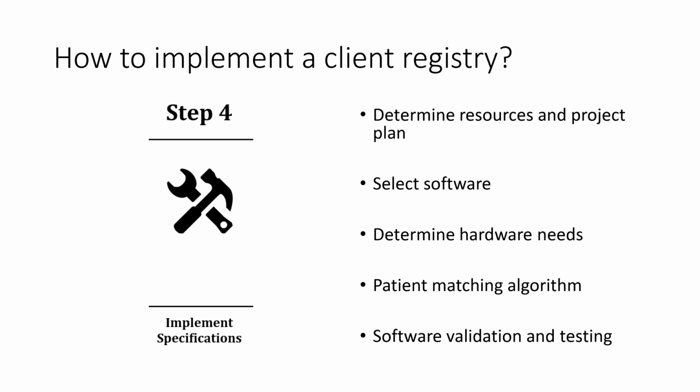Next, another one would be the point of care systems, insurance systems, national registry systems that will interact with the client registry. In this part, they may need to enhance their systems such that they can communicate with the interoperability layer of the architecture. So these are just some of the activities that should be part of determining the resources and the project plan. So next would be how do we select a software?